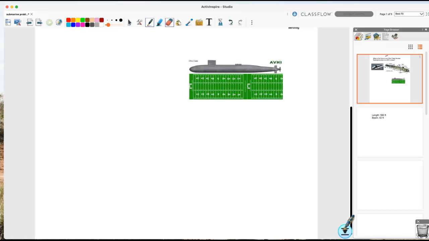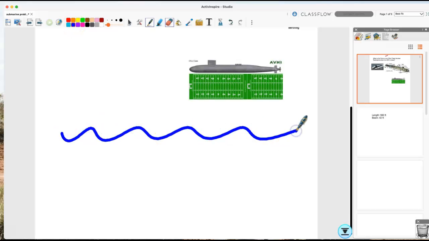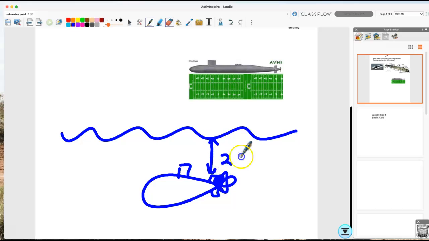So just a quick picture we're going to draw here. There it is, here's my submarine. And we know that it's 250 meters deep. And we want to know, because of that, what is the force of this water on all of the submarine.